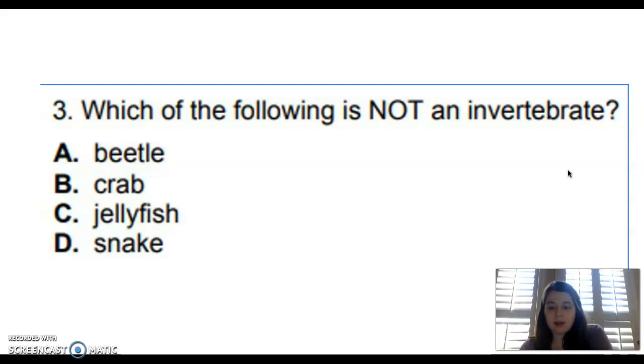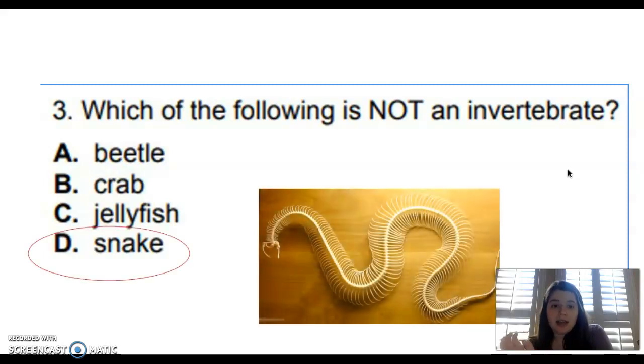All right, the answer is a snake. Remember, snakes do have backbones. Some might get confused by that because they're all slithery and stuff, but they do have a backbone, and always remember that. So a snake is a vertebrate.